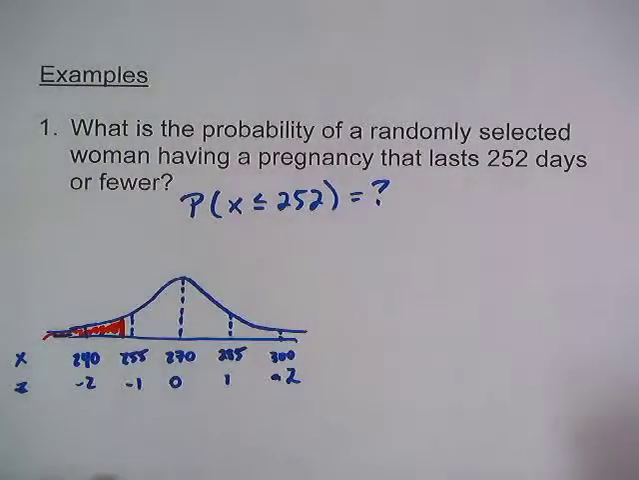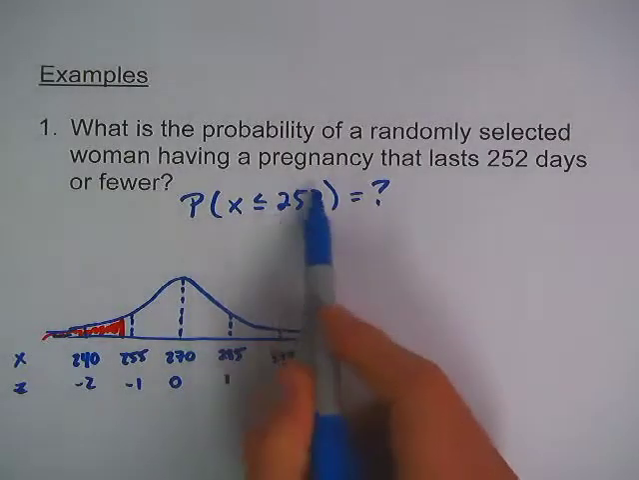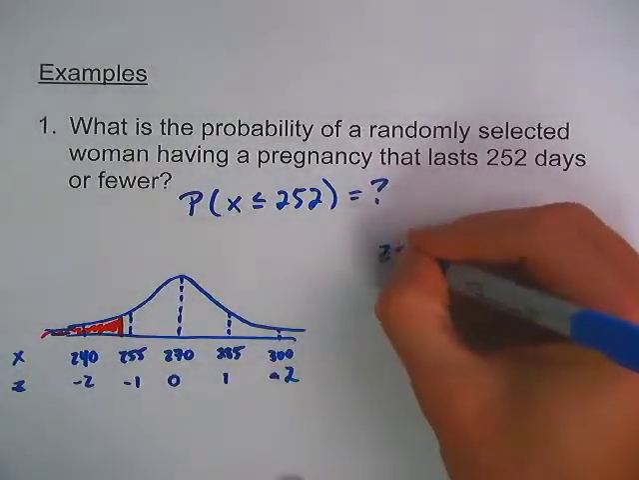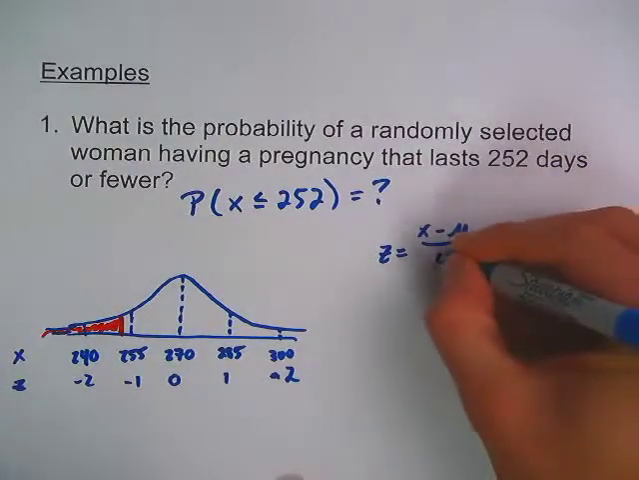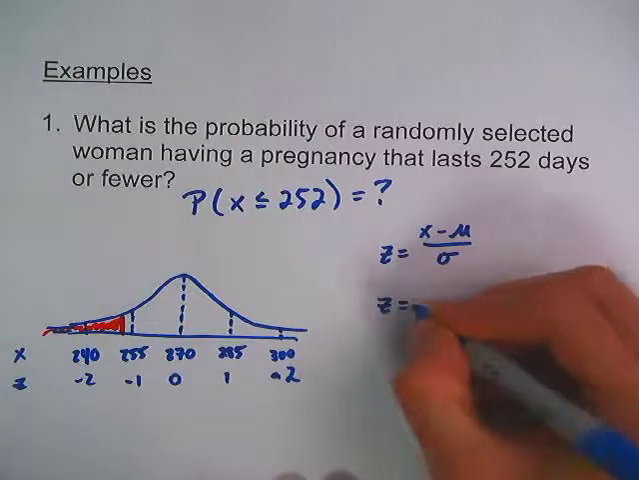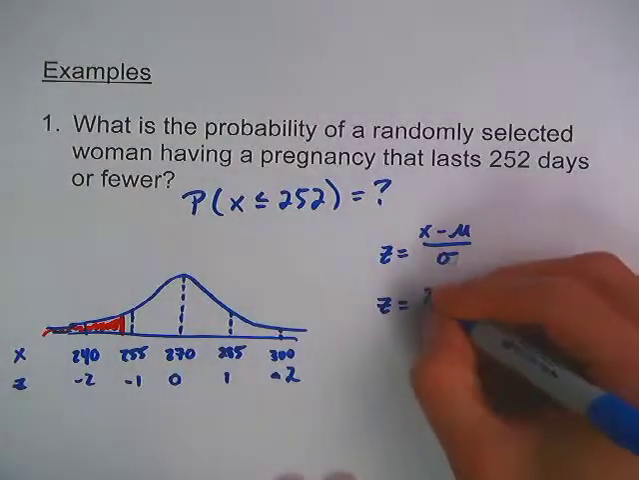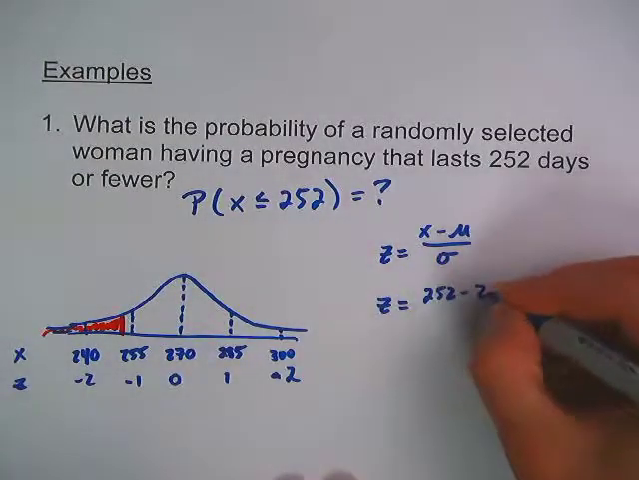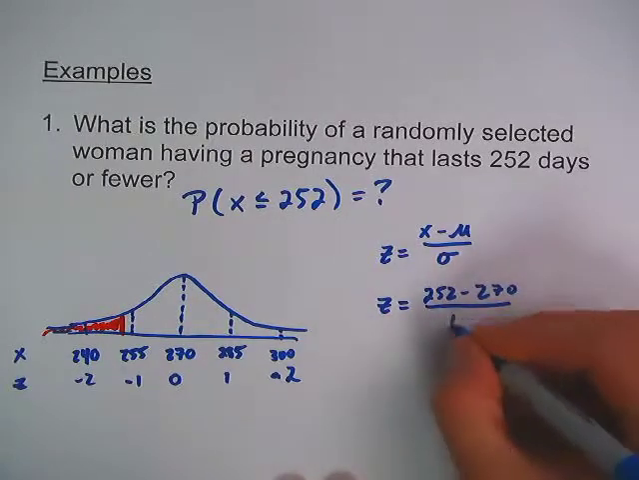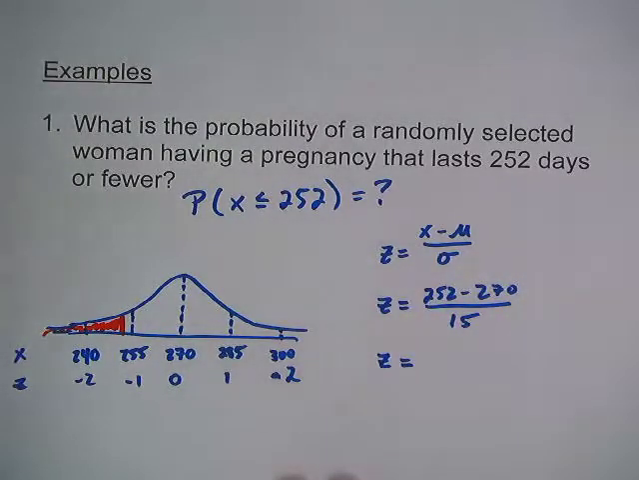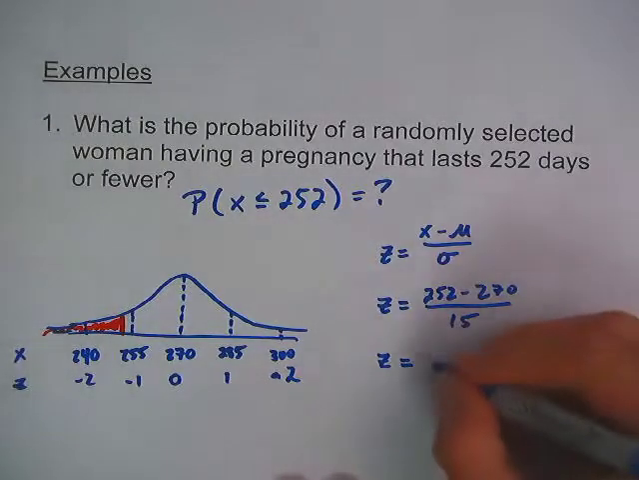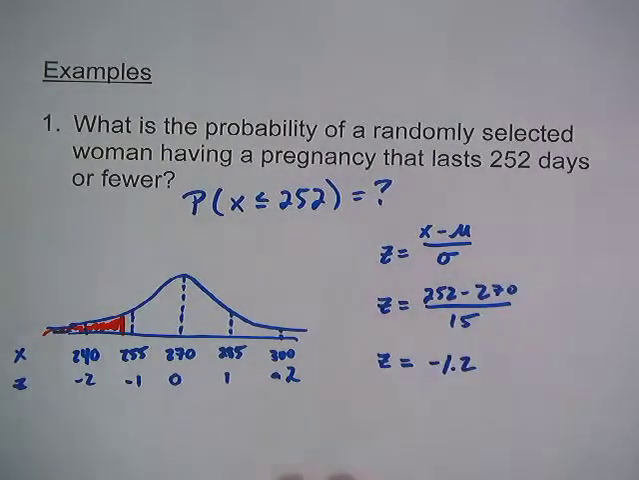So I'm really trying to figure out what that area is. Okay, so if we think about that, we first of all need a z-score for 252. Remember, our z-score is x minus mu over sigma. So for 252, it's going to be 252 minus 270 divided by 15. Okay, and if we calculate that, we're going to get a z-score of negative 1.2.